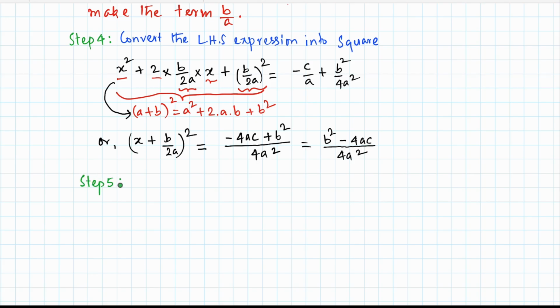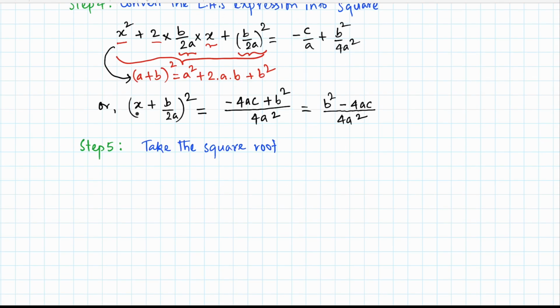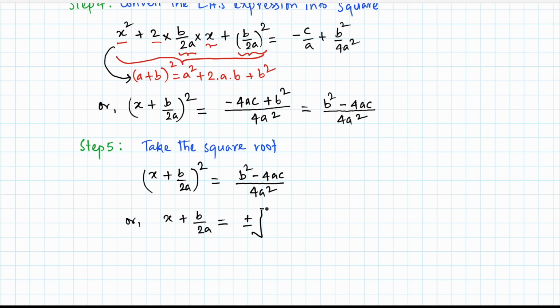Now step number 5: we take the square root of both expressions, the left hand side as well as the right hand side. If we take the square root, x plus b by 2a whole square becomes x plus b by 2a, whereas on the right we get the square root of b square minus 4ac by 4a square.